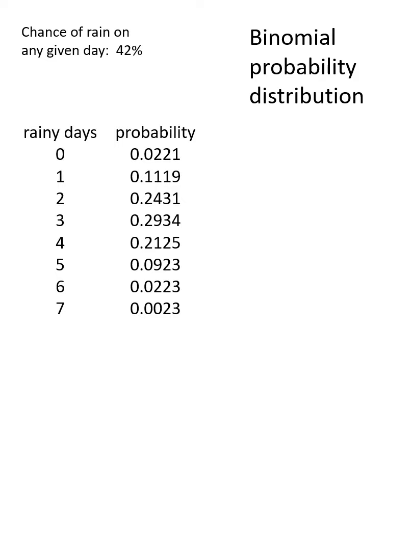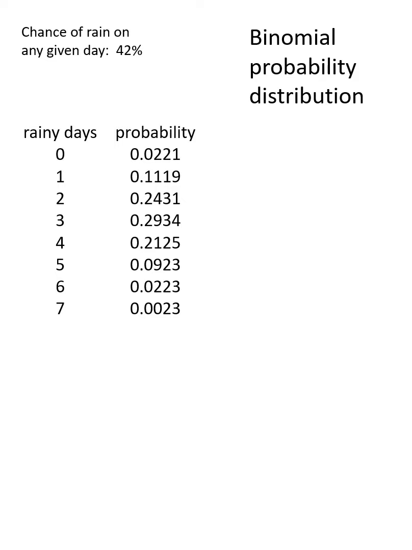Of course, the binomial probability distribution isn't always used for things that have a 42% outcome. It could be any percentage or probability. And it's not, of course, only used for seven possible events, like 7 days in a row. It could be any number, but in this particular example, that's what I used.